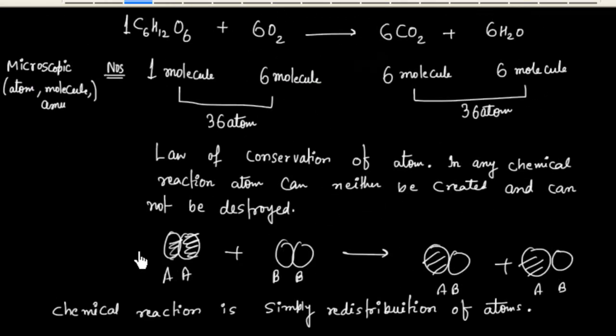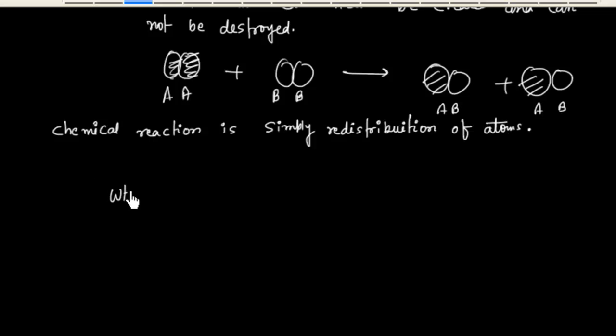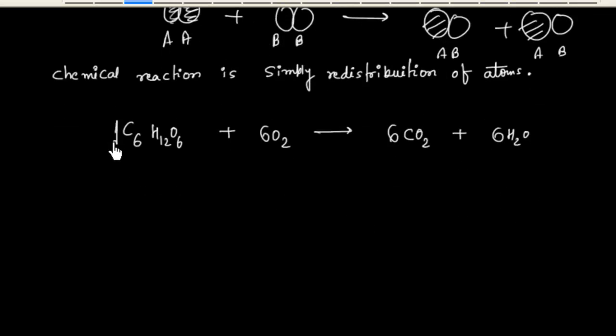Now we have talked in terms of number, let us talk in terms of weight. So I can write the equation once again. So I have C6H12O6 plus 6O2, and this is giving you 6CO2 plus 6H2O. Now let us talk in terms of weight. What is the weight of 1 mole of glucose? We are talking in terms of weight microscopically. So this is 180 AMU, and this is 32 into 6 AMU.